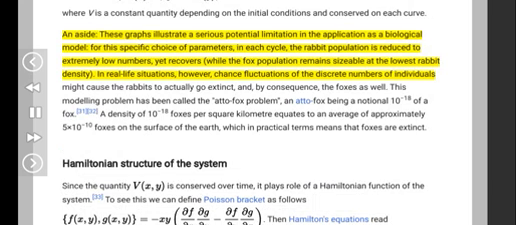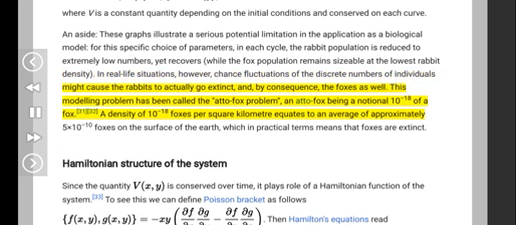An aside: these graphs illustrate a serious potential limitation in the application as a biological model. For this specific choice of parameters, in each cycle, the rabbit population is reduced to extremely low numbers, yet recovers, while the fox population remains sizable at the lowest rabbit density. In real-life situations, however, chance fluctuations of the discrete numbers of individuals might cause the rabbits to actually go extinct, and, by consequence, the foxes as well. This modeling problem has been called the Atto-Fox problem, an Atto-Fox being a notional 10^-18 of a fox. A density of 10^-18 foxes per square kilometer equates to an average of approximately 5 times 10^-10 foxes on the surface of the Earth, which in practical terms means that foxes are extinct.